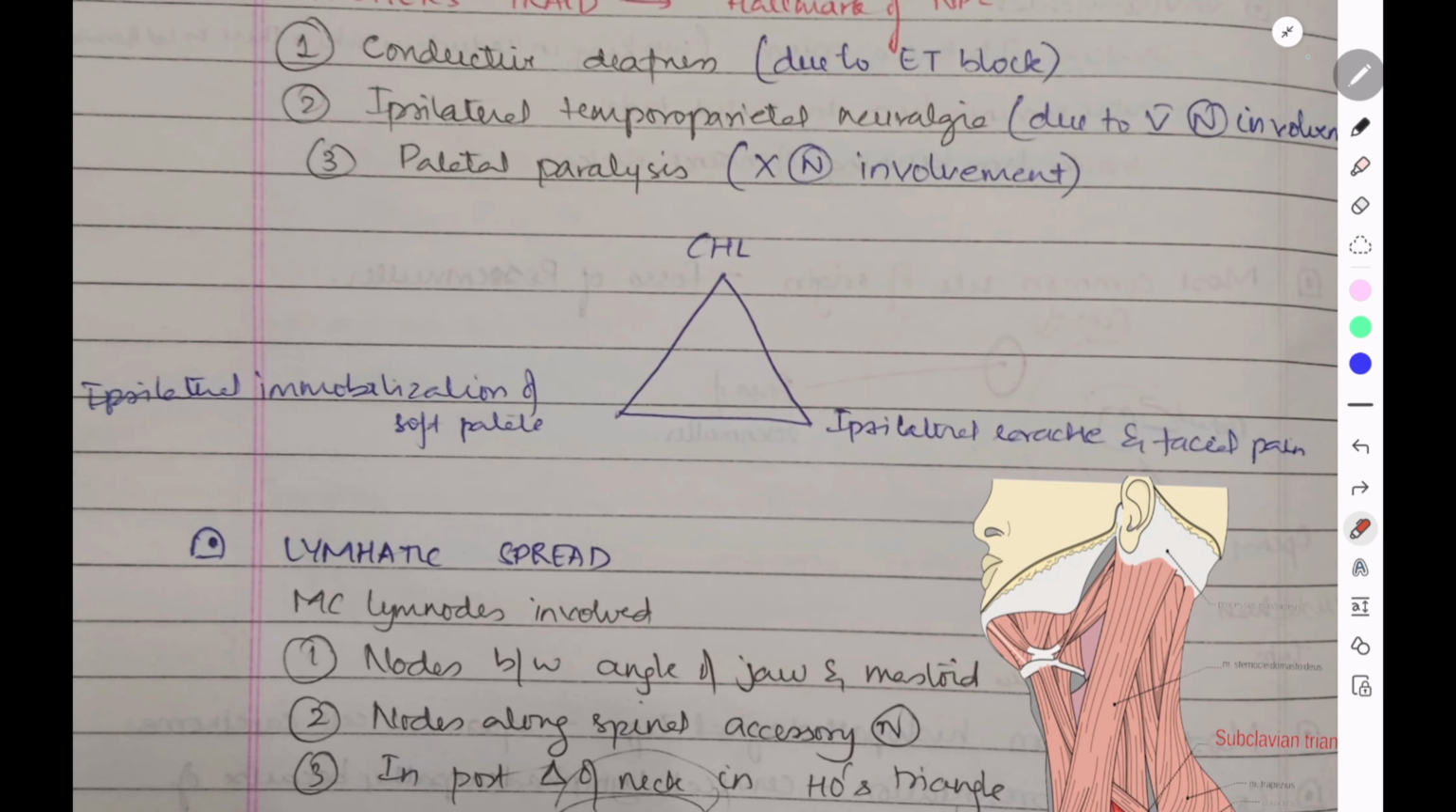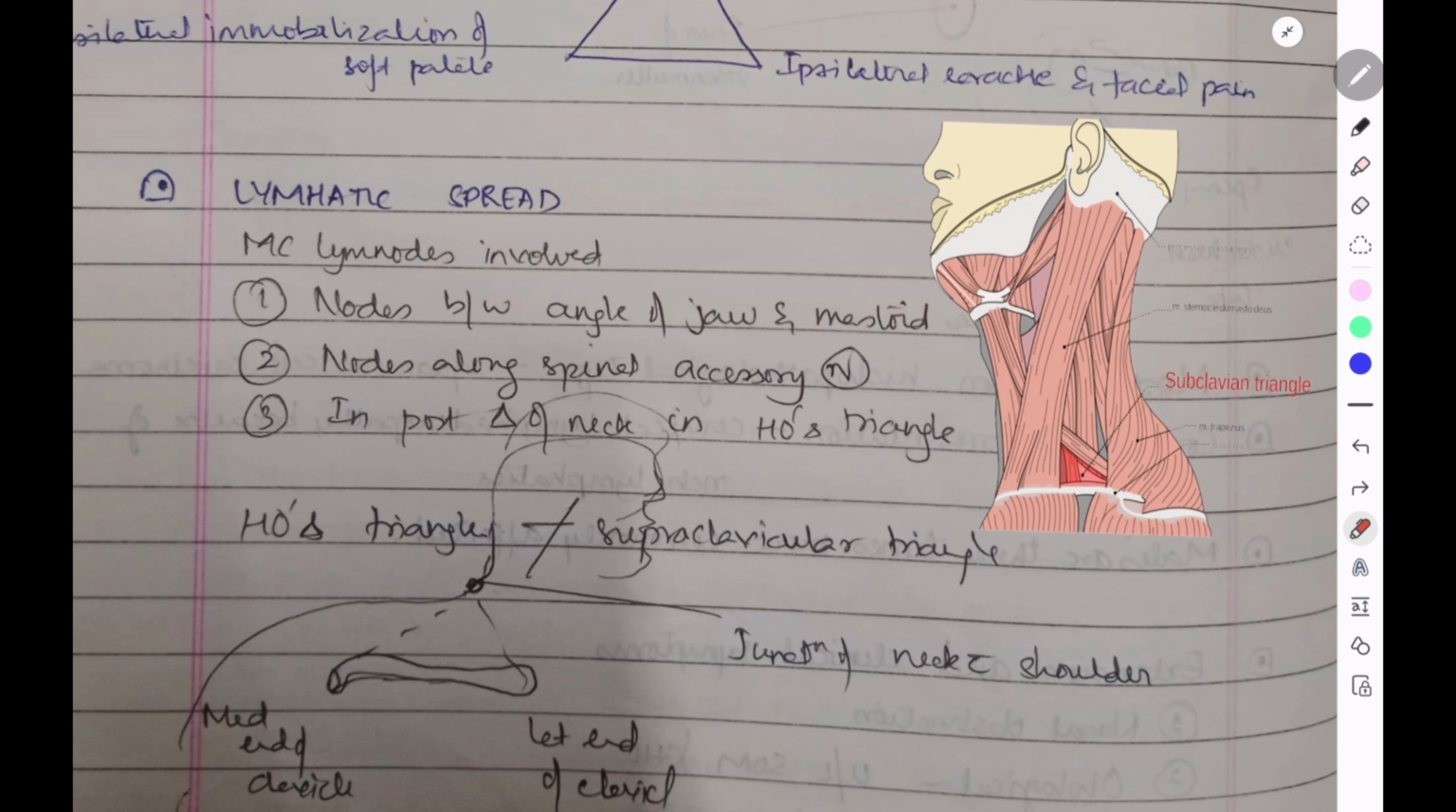Okay, so here you can see conductive hearing loss, ipsilateral immobilization of soft palate and ipsilateral temporoparietal and facial pain. In the starting, I have said that it has very rich lymphatic supply. So what are the lymphatic spreads you can see? So what are the most common lymph nodes involved?